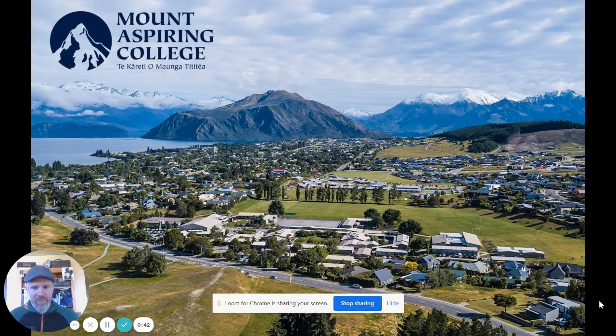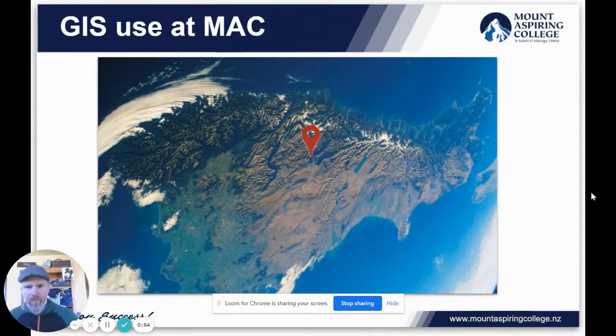So as you can see, we've got a pretty spectacular environment here. We have fantastic programs that make use of our natural environment. I really like this image. Well, one, it shows where we are at the southern end of Lake Wanaka. It also speaks to my background. I'm a geologist, not a geographer.